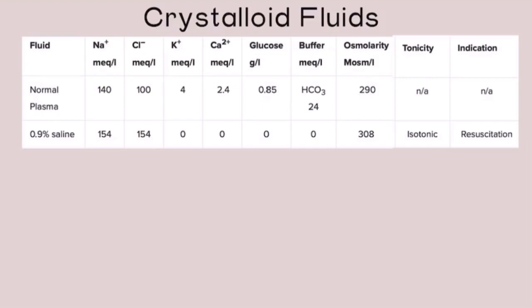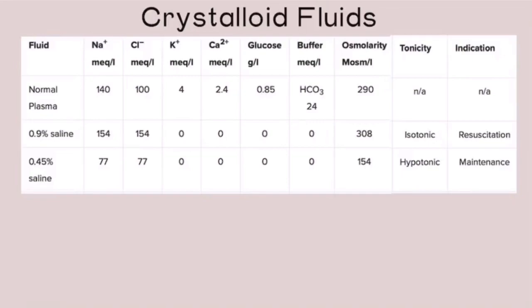Normal saline is usually referred to as isotonic, meaning that when infused, it has no effect on intracellular volume because its effective osmolarity is the same as within the cells. Technically, 308 is higher than 290, so normal saline is actually slightly hypertonic, and the term isotonic is in quotation marks. The typical indication of normal saline is resuscitation. In other words, replacement of volume in a patient who is hypovolemic from sepsis or hemorrhage.